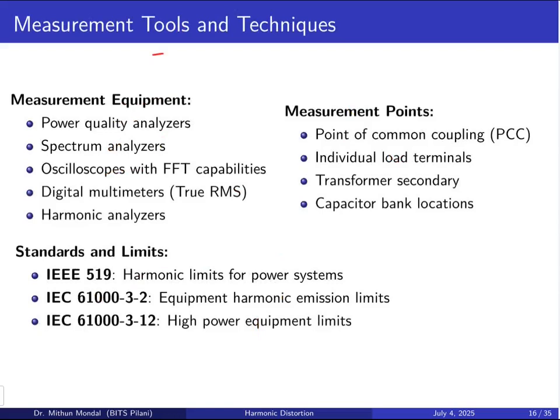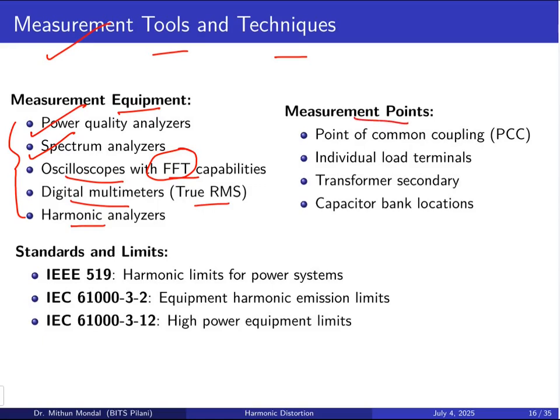So what are the tools and techniques available for measuring these harmonics? The equipment we generally use are the power quality analyzer, spectrum analyzer, and oscilloscope with FFT capabilities. FFT means fast Fourier transform. Also digital multimeters, true RMS meters, or harmonic analyzers. These are common lab equipment that we use for measuring the quality of the power.